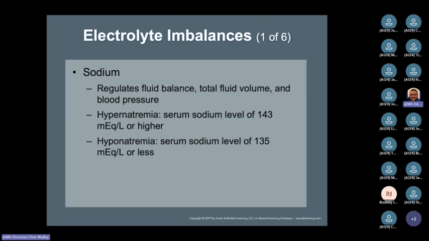Sodium regulates fluid balance, the total volume and blood pressure in the human body, which we get. We know the less fluid they have, the more unstable their vitals are going to be. It also facilitates muscle contraction and nerve impulse transmission. Hypertonic fluid occurs due to the disproportionate loss of sodium during water loss. Hypernatremia is a serum sodium level of 143 milliequivalents per liter or higher. Hyponatremia is a serum sodium level of 135 milliequivalents per liter or less.